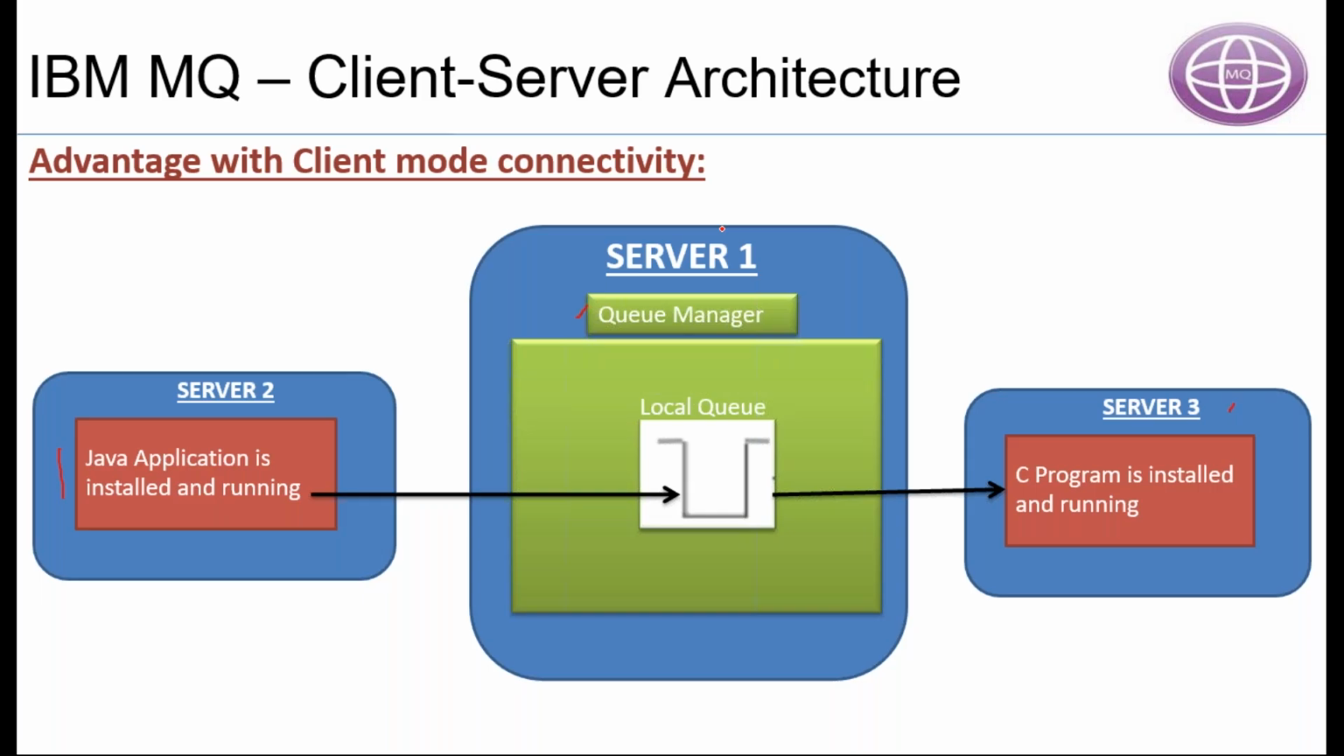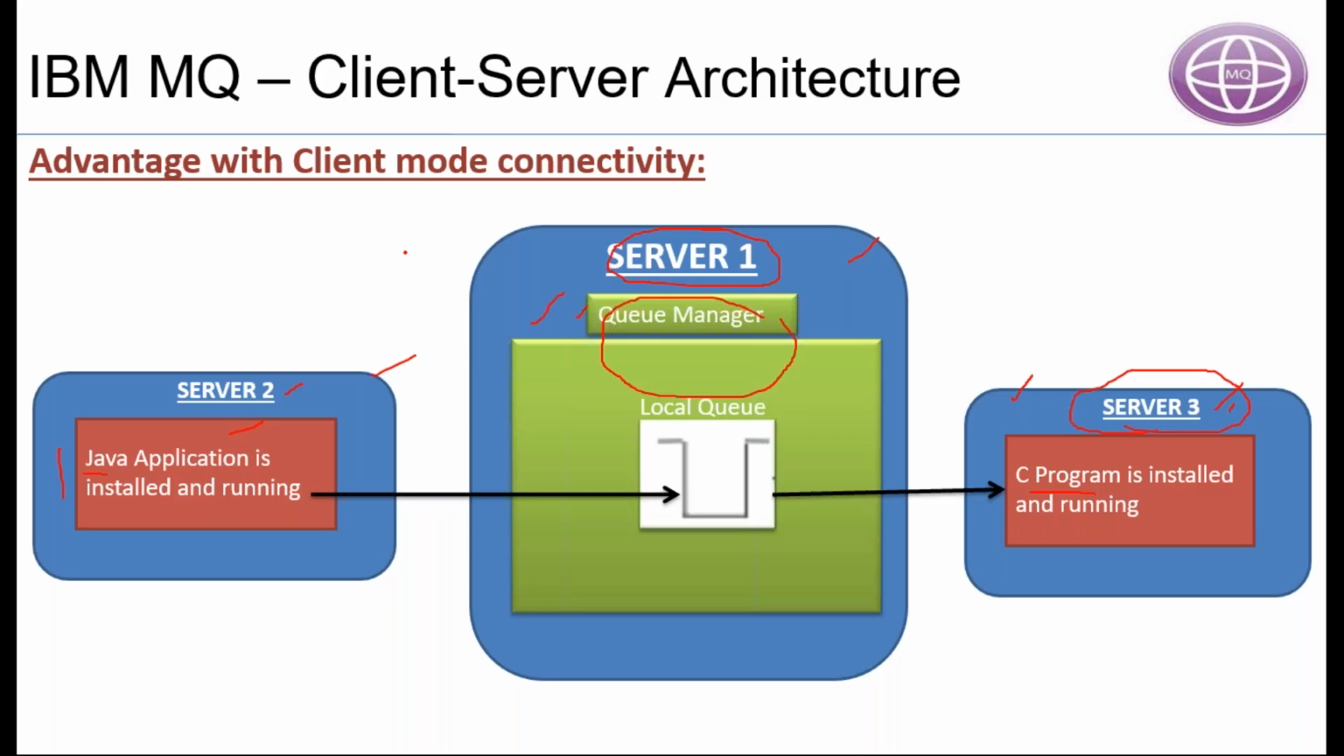So if there is any problem with this server, the problem is going to be restricted to the MQ side only. Your applications are not going to be impacted. If there is any problem with server 3, this is going to impact only the C application. It is not impacting either MQ or the Java application. If there is any problem with server 2, only the Java application is affected. The remaining two services are not affected. So this is the advantage of client mode. You are segregating each other.